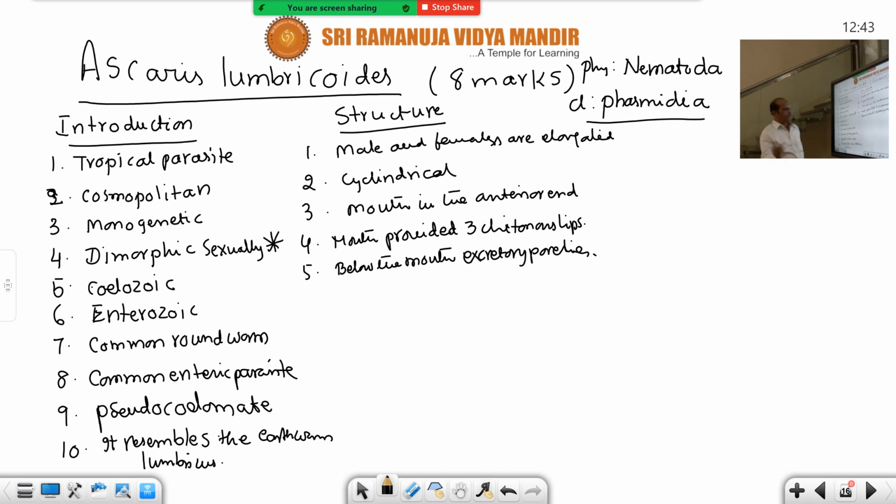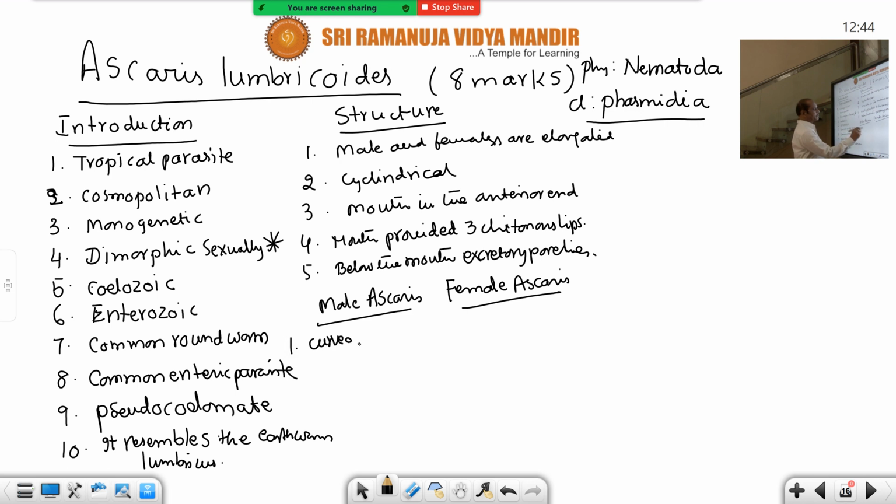Now, how can you distinguish the males from females? Male Ascaris and female Ascaris, let us distinguish between those two. This is also important for a 2 marks question: distinguish between male and female roundworms. That question is there in the question bank. First difference: male has a curved, hook-like posterior end, female has a straight posterior end. This is a major difference.